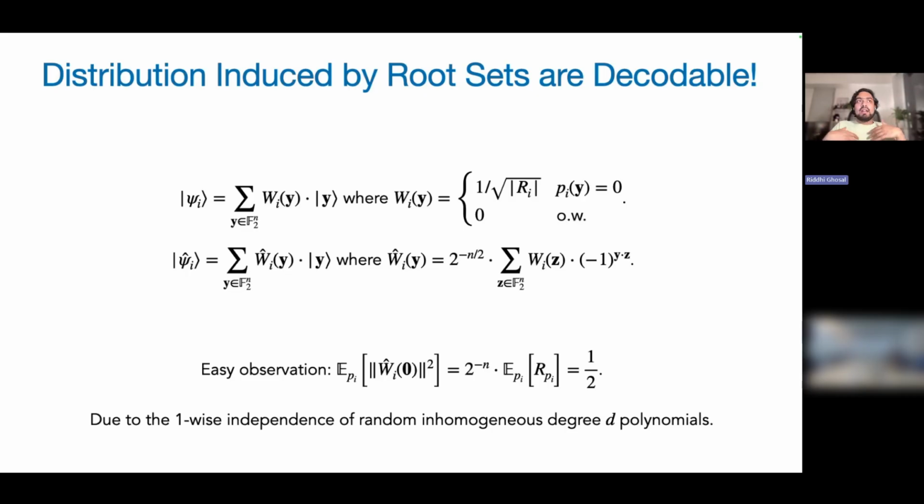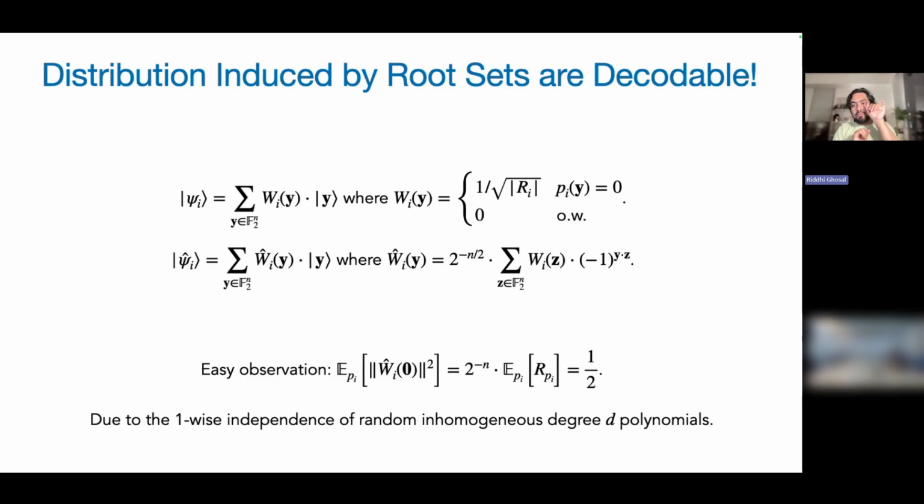And this is just some standard counting argument. If I give you just one random degree d polynomial, and ask you what is the expected number of roots, it's exactly half of the total points, right? Because you fix any particular point, and then with probability half, you can basically match all the coefficients correctly. So your size of the root set is always 2 to the n minus 1.